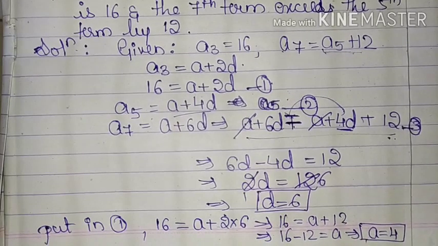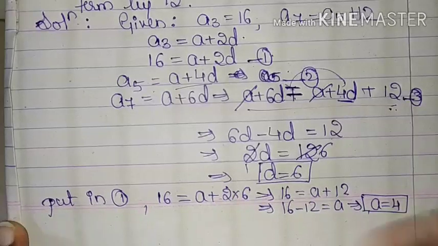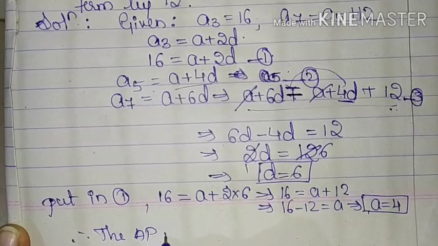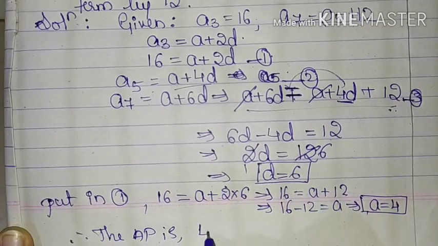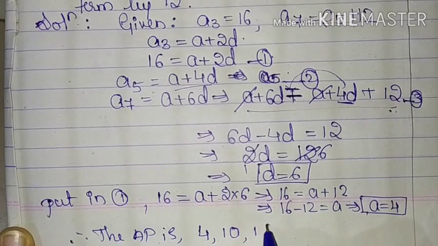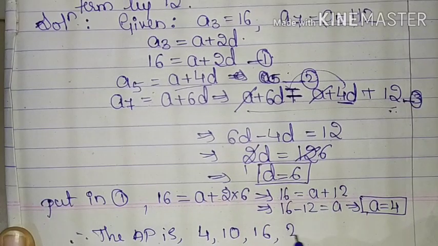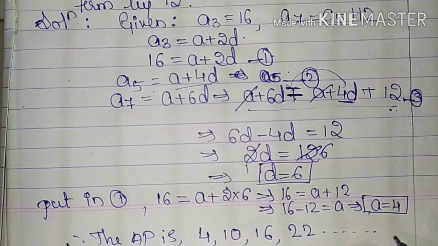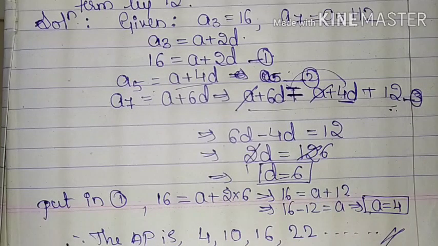This is the value of our first term of the AP. Therefore, the AP is 4, 4 plus 6 is 10, 10 plus 6 is 16, 16 plus 6 is 22, and so on. This is our required arithmetic progression.